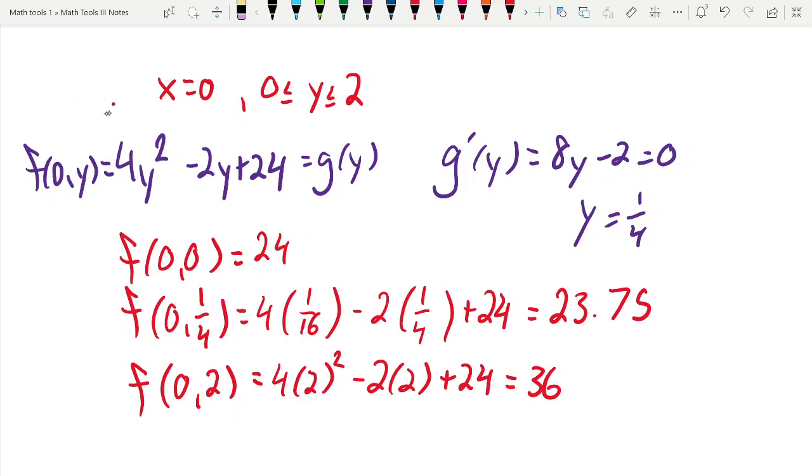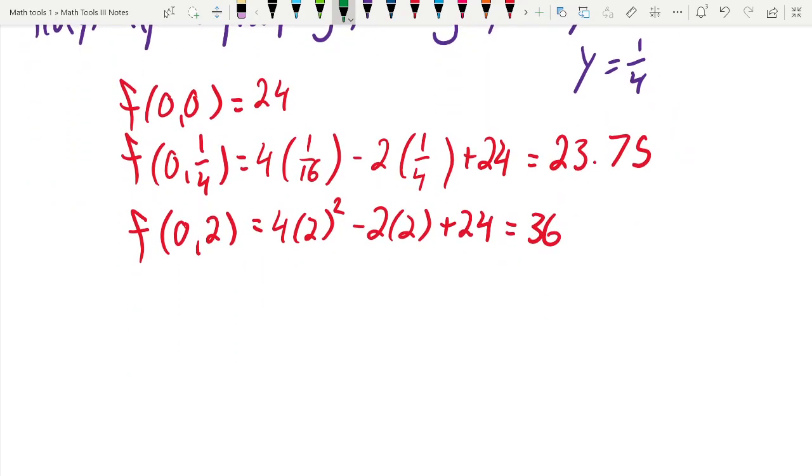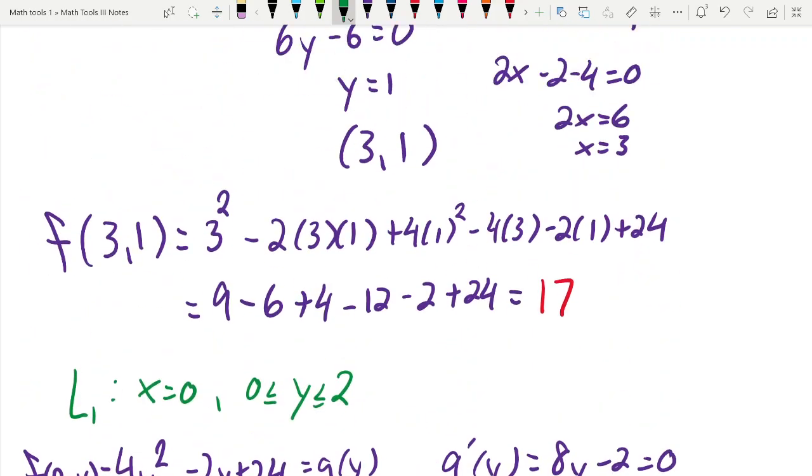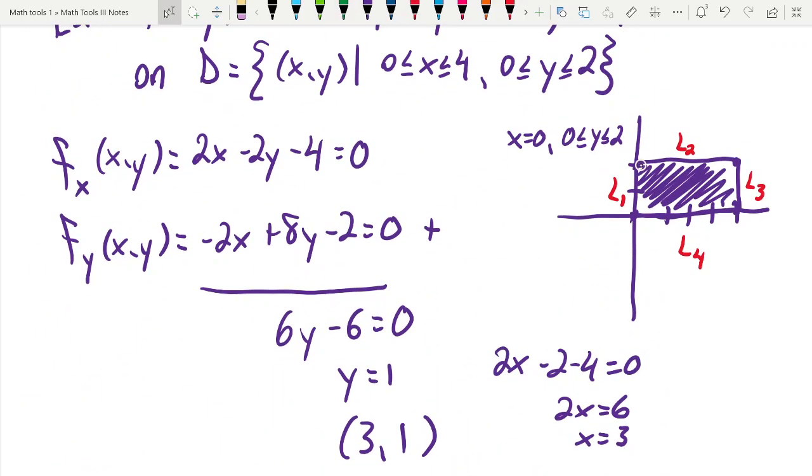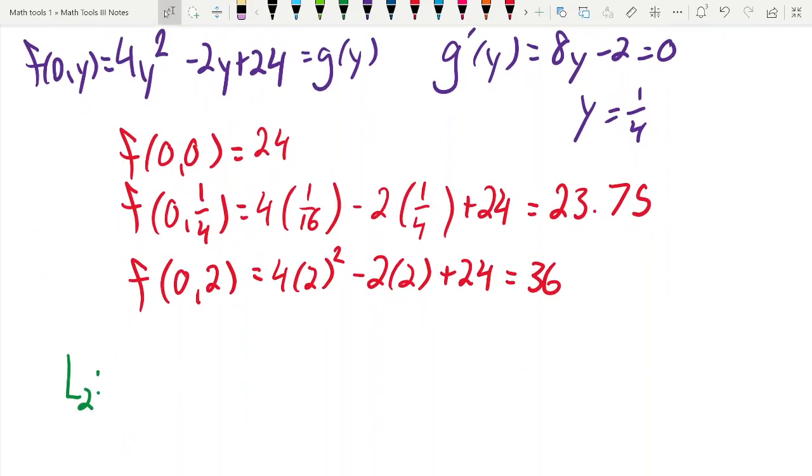So let me change this so that it's more color coordinated here, just so it's easier to find things later. So L2 here, second line here, is going to be the line y equals 2, and it's going to be where x is between 0 and 4. Okay. So y equals 2, x is between 0 and 4.